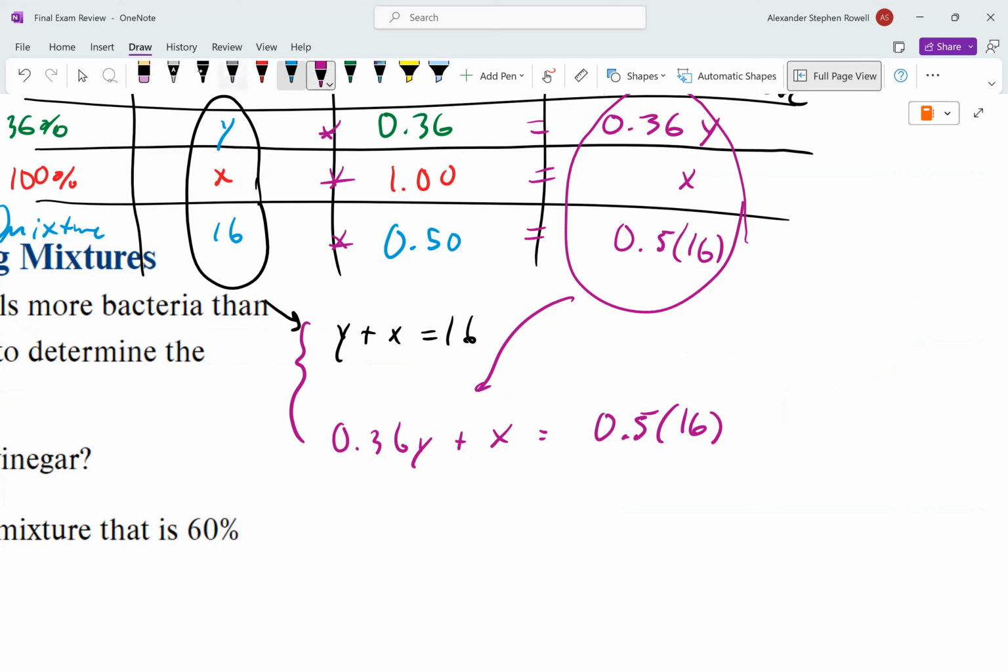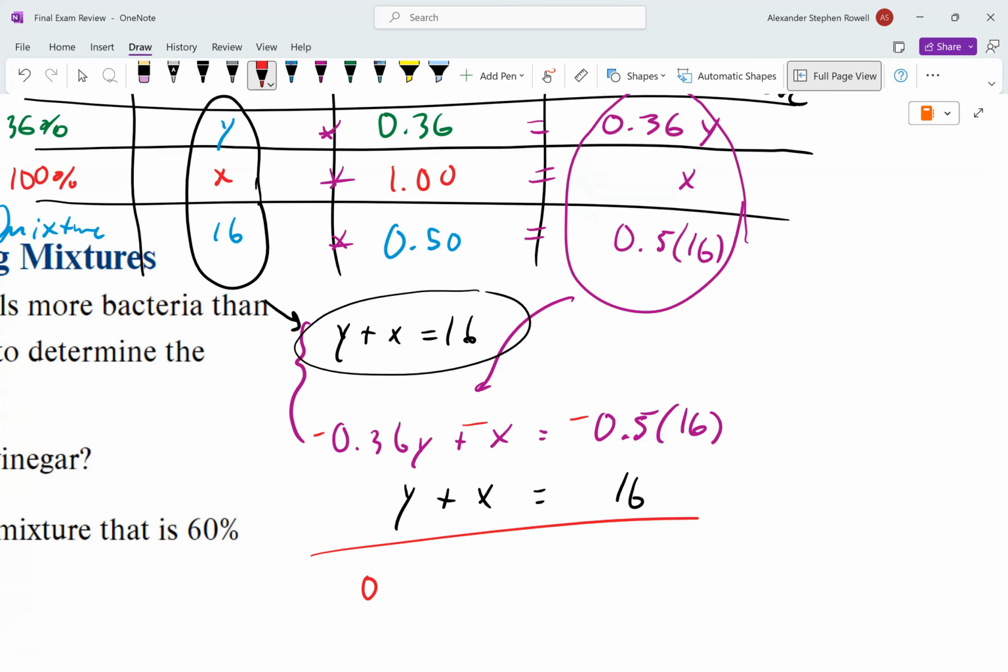Elimination? Okay, so multiply this by -1. Or do you want to do matrices? -y minus x equal to -16. Actually, you know what? Let's keep it all positive and let's multiply this one by -1. And so that will give us 0.64y. The x's cancel. And we get 8.